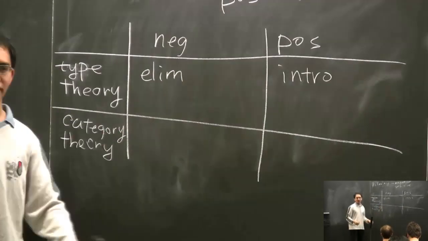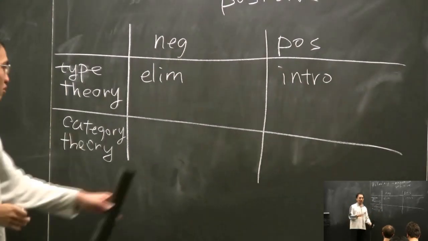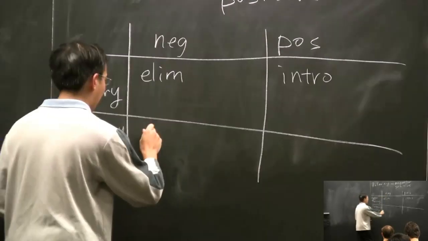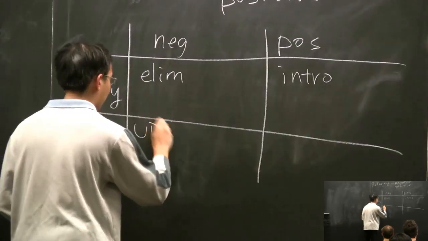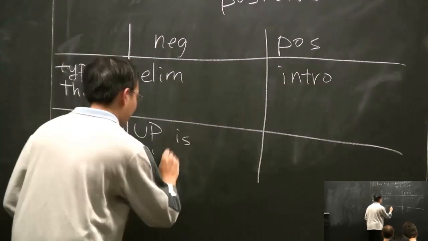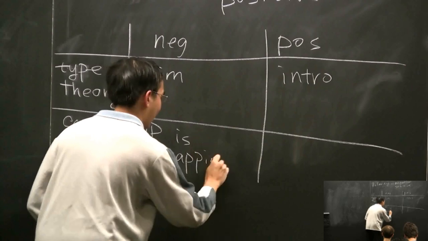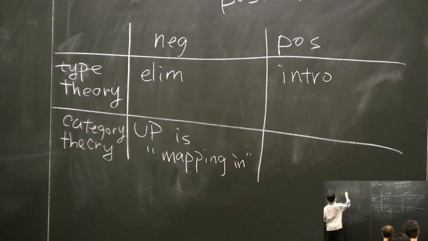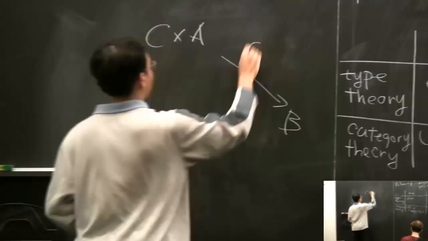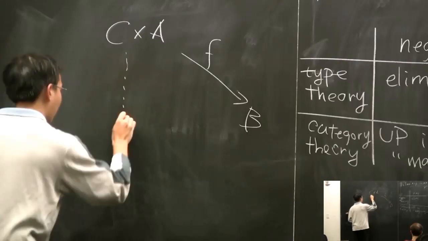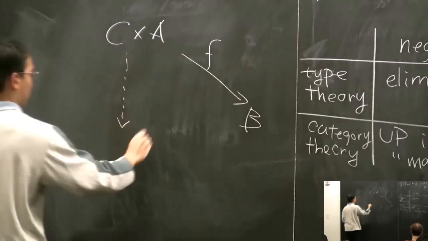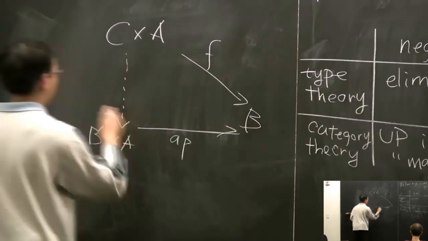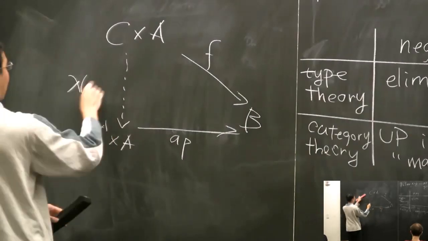In category theory, we already gave you some diagrams about this elimination and introduction. Then the negative types, it means that the universal property is basically mapping in. Let me just give you an example. So if you have C times A to B, it's F, and so this is a universal property with A times A, and that's F, and 1, oh sorry.